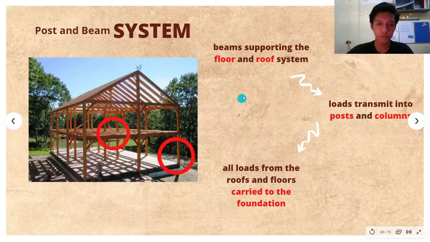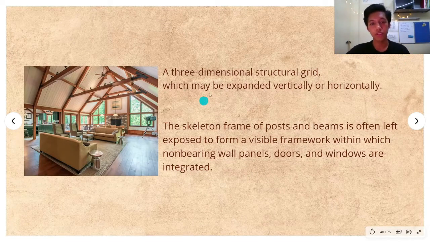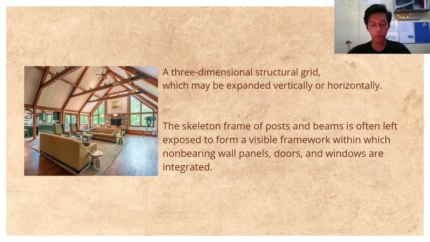So in the post and beam system, the beams, as you can see in this red circle here, are used for supporting the floor and roof system. The loads are then transmitted into posts and columns, which are the vertical parts, and then all loads from the roofs and floors are carried to the foundation. So actually, the post and beam system is a three-dimensional structural grid which may be expanded vertically or horizontally because the loads are not put on the walls. All the loads go from the beams to the posts to the foundation.